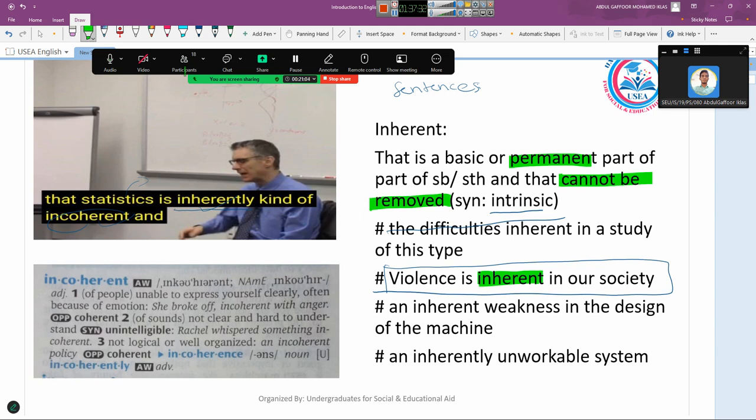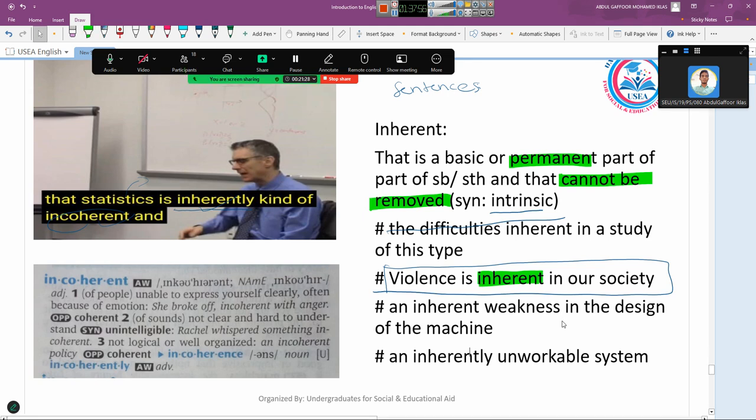Everybody is not abiding by the rules and regulations, and violence has increased in our society. It means we cannot remove it from our society. Every day the number of violent incidents is increasing, right? We cannot remove it from our society.